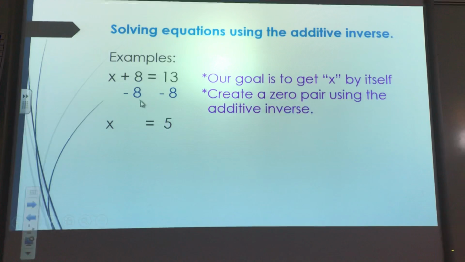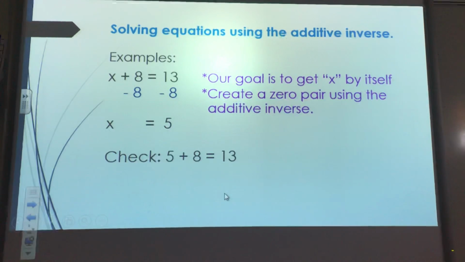A +8 minus 8 gives us a 0, leaving us with just x on the left-hand side of the equal sign. And then 13 minus 8 gives us a 5. So therefore, x equals 5.